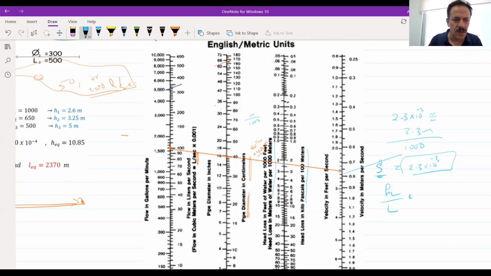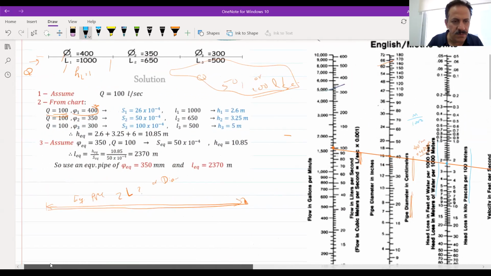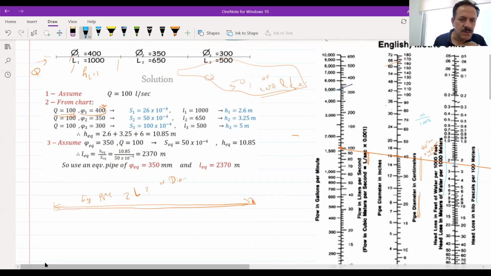So I will find for this pipe the S, which is 2.3 times 10 to the power minus 3. Now I have the length of this pipe. The length of this pipe is 1,000. So how much? By the way, you can see the answer will be somehow different from person to person. It all depends on the accuracy.